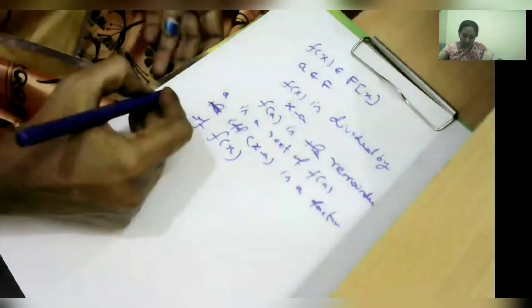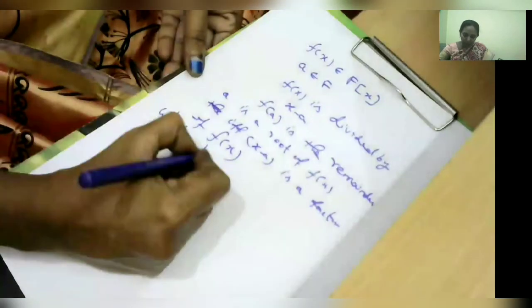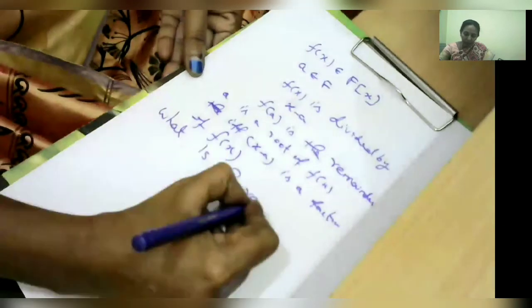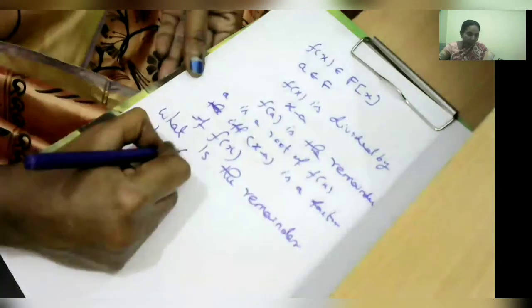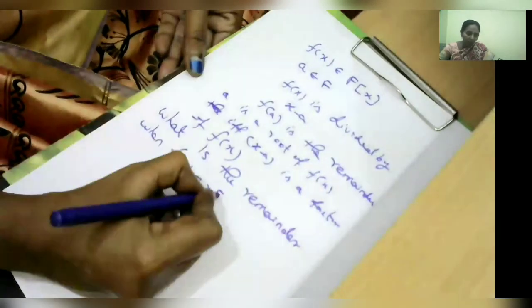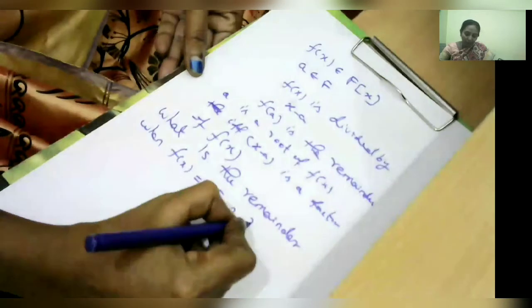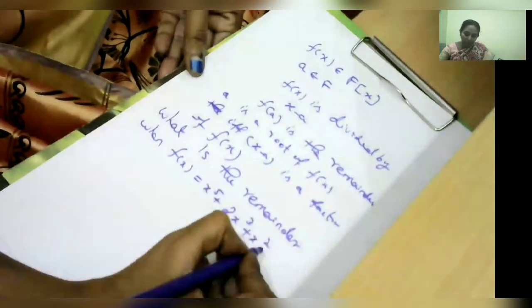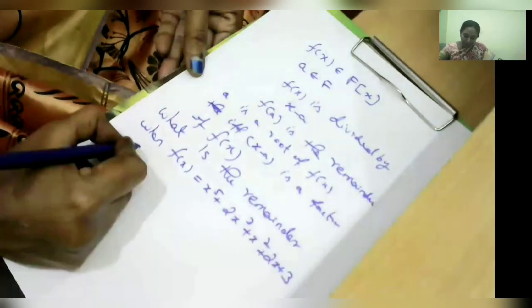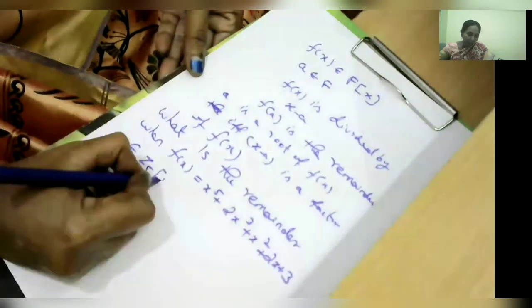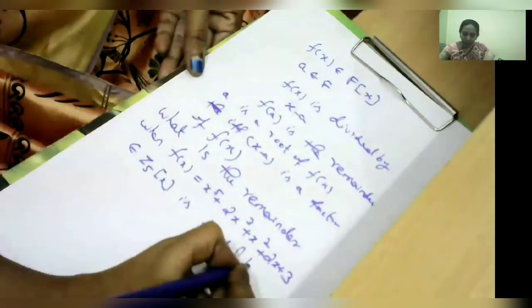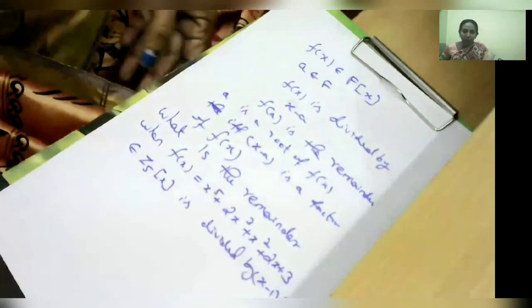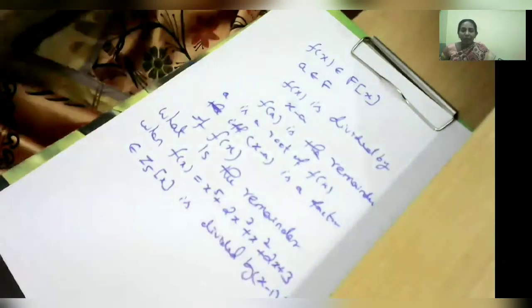So based on that we'll do a problem. The question is: what is the remainder when f(x) equal to x to the power 5 plus 2x to the power 3 plus x square plus 2x plus 3, which belongs to Z5[x], is divided by x minus 1? This is the question. So what is the remainder? We are going to calculate it.